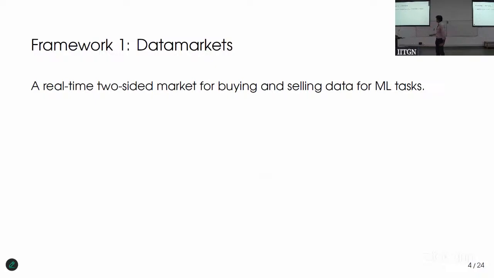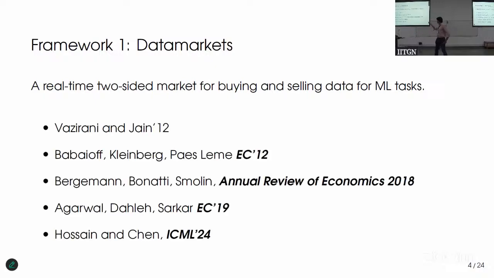Data markets are real-time two-sided markets which have buyers. Think of these buyers as machine learning companies who want to buy data for training their machine learning tasks, and there are data hosted for sale. So there are buyers and sellers. Again, this is a small fraction of the results, not at all representative of the vast literature. The main message I want to give is that this is a topic of interest in various communities: the econ-CS community, the machine learning community, and also the econ community.